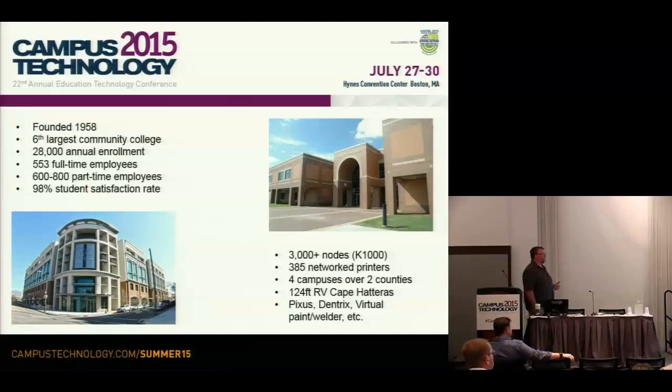As far as technicalities go, on the technology side, we have over 3,000 nodes. Just as far as PCs, this is what we see with our K-Box. This is mainly our PCs, laptops. We have 385 network printers. We've got 4 campuses over 2 counties. We have a 124-foot research vessel called the Cape Hatteras. We deal with Pyxis, Dentrix, virtual paint machines, virtual welders, and it's always one of them situations.